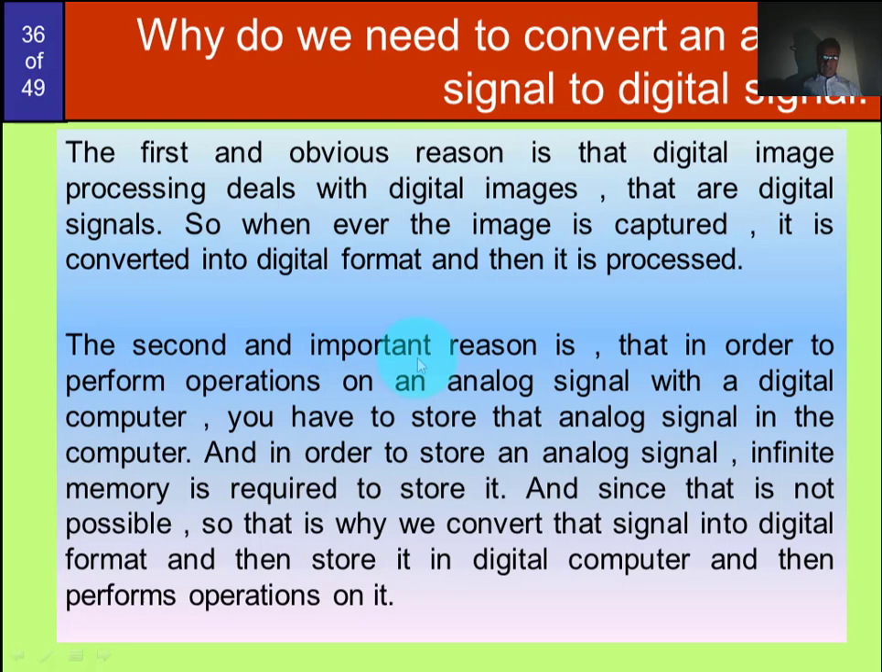The second and important reason is that in order to perform operations on an analog signal with a digital computer, you have to store that analog signal in the computer, and to store an analog signal, infinite memory is required, which is not the capacity of a digital computer. Since that is not possible, we convert the analog or continuous signal into digital format, store it in the digital computer, and then perform the operations on that digital image.